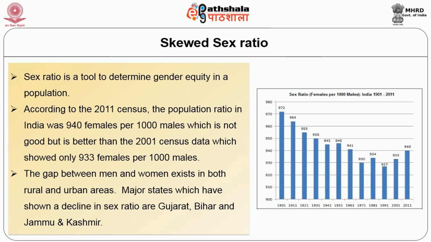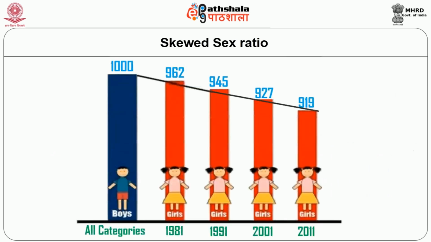Major states which have shown a decline in sex ratio are Gujarat, Bihar, and Jammu and Kashmir. The child sex ratio is even more disappointing since the trend has reversed over the decade, with 919 females to 1000 males when compared to 927 females in 2001. It has plummeted from 983 in 1951 to 919 in 2011.